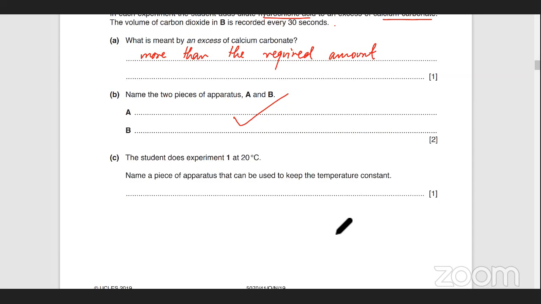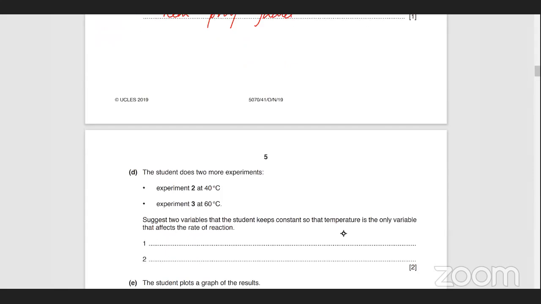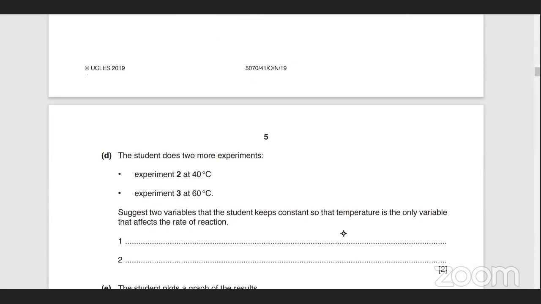As a piece of apparatus, you can put a heat proof jacket on it to ensure that the temperature remains constant. So there's no heat loss. So that could be done. A jacket could be on top of the flask so that no heat loss occurs.